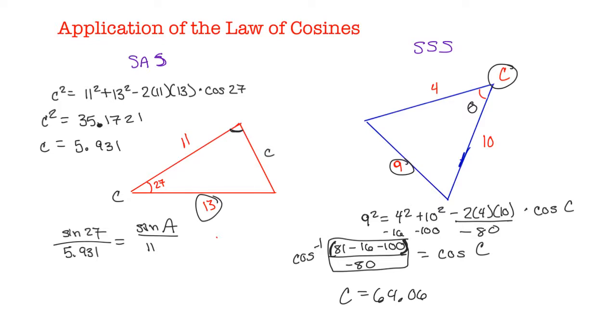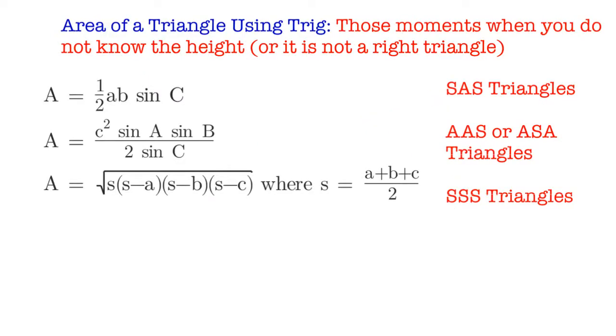All right, now let's talk about the area of a triangle using trig. It's those moments where you don't know the height or it's not a right triangle. So my preference is I actually really like this first one, which is anytime you're given a side angle side. This is just 1/2 a times b times sine of c. The 1/2 comes from the area of a triangle being equal to 1/2 base times height.